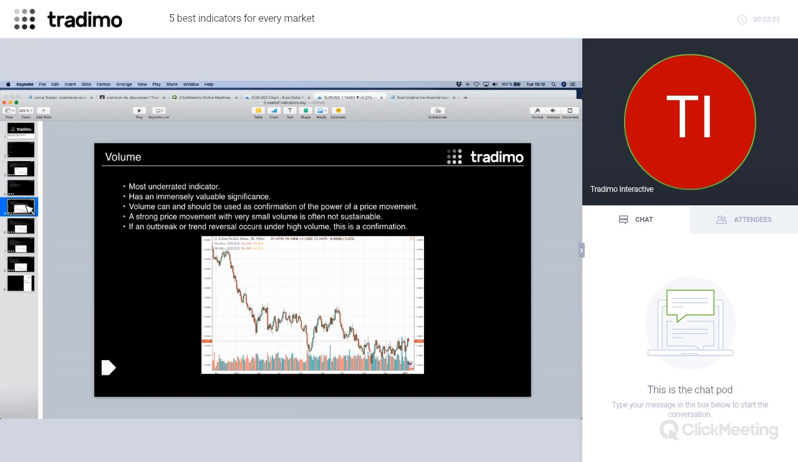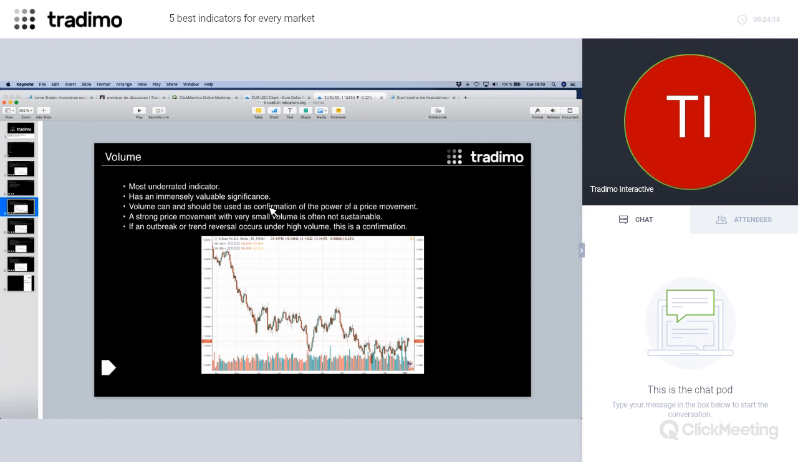Okay, this was the moving average. Then let's continue to volume, in my eyes the most underrated indicator, if you want, so that it is an indicator. There are some people saying volume is not a real indicator, but let's say it is one. Then the indicator has an immensely valuable significance because you can know whether a price movement is useful or not. In simple words, if the volume confirms the price movement, meaning the volume is high and the price movement is high, then everything is perfect, and you can use this as an entry or an exit from a trade.